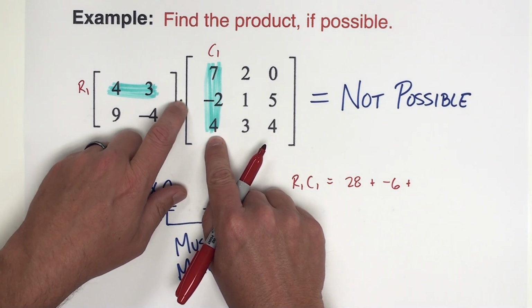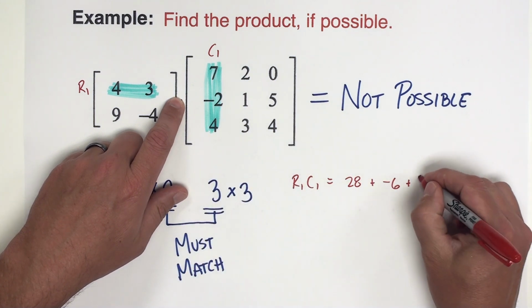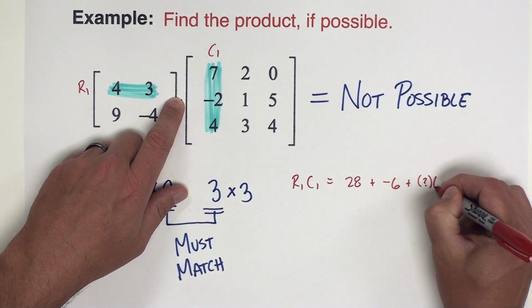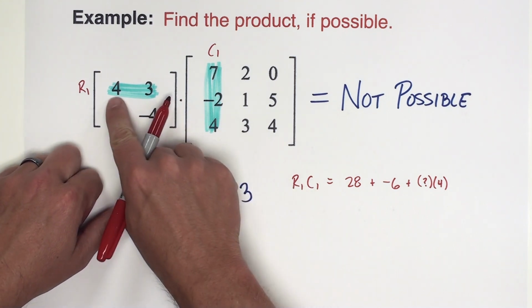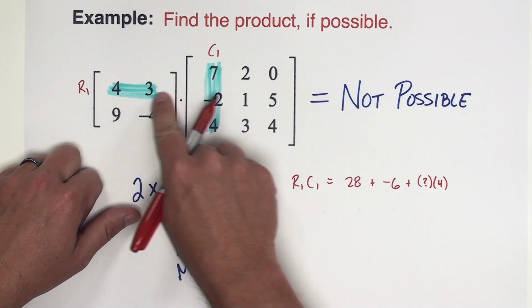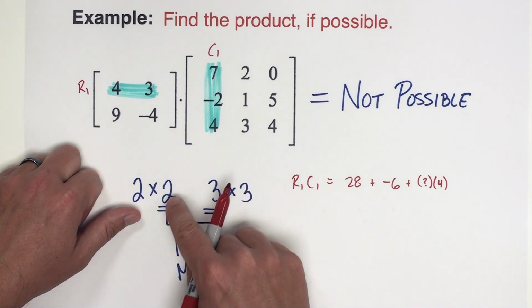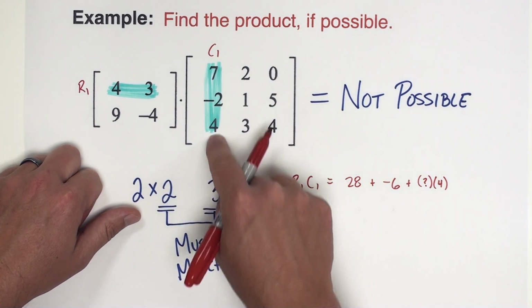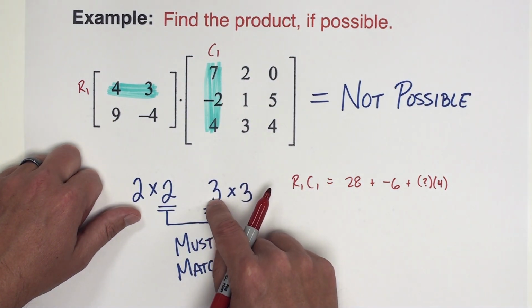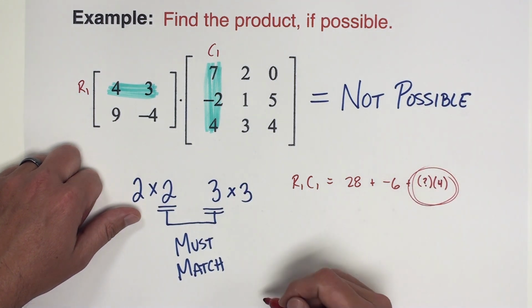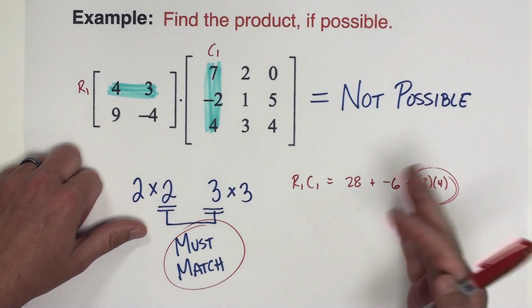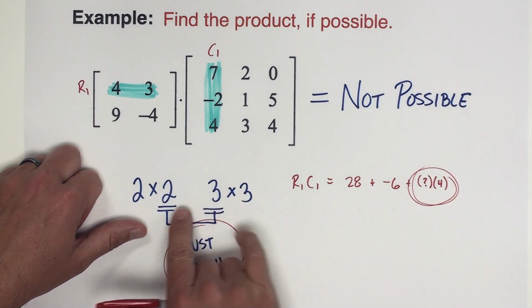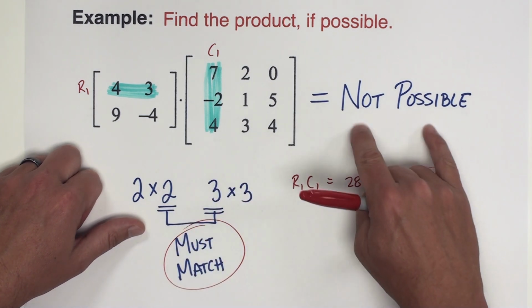But there's no number right here. I don't have a number to multiply the 4. So it's because we don't have the same number of entries going across, right here, as we do coming down here. That's why we can't do this product. That's why these must match. Okay, so don't do the math, just check the size, and if they're not the same, know that you can't do the problem.